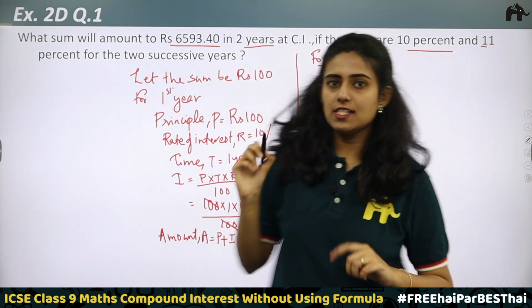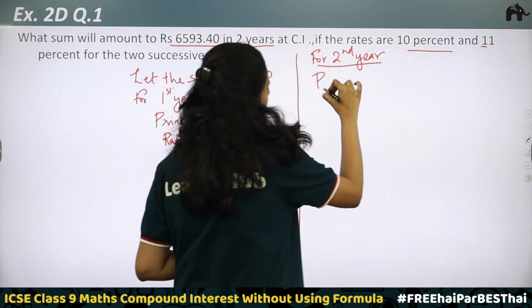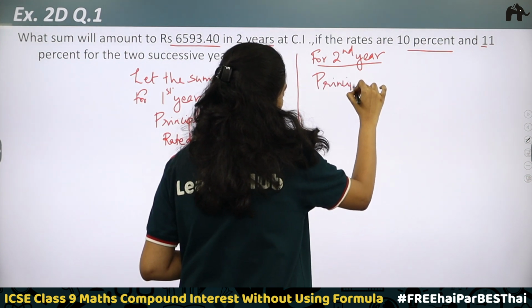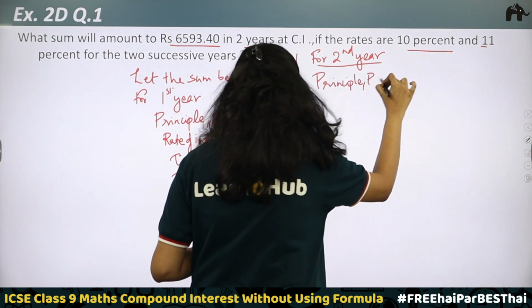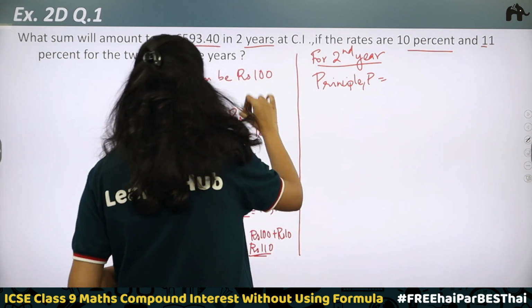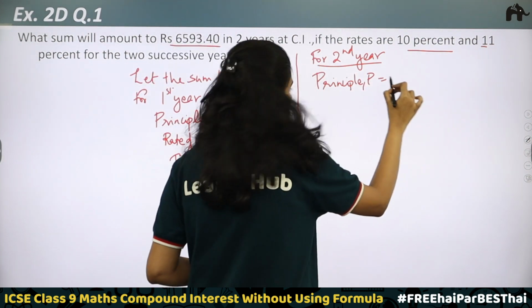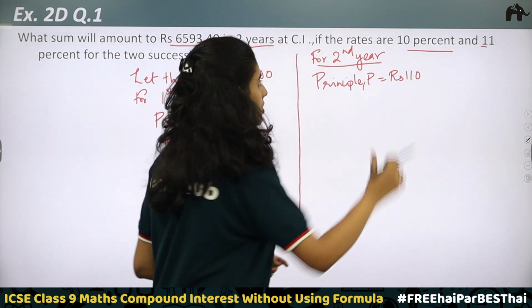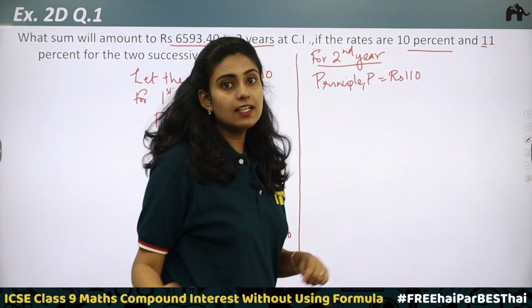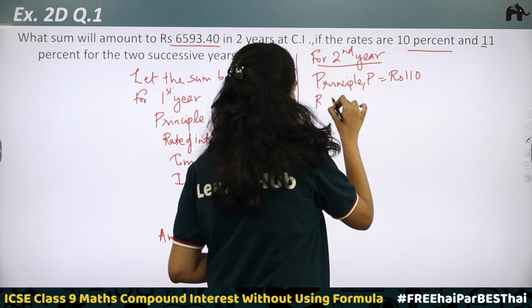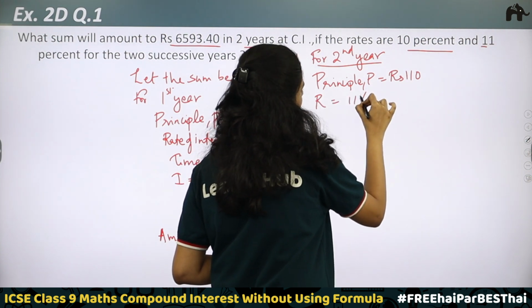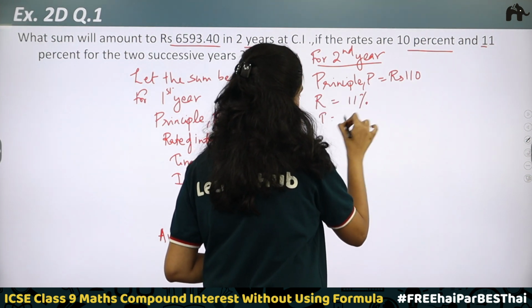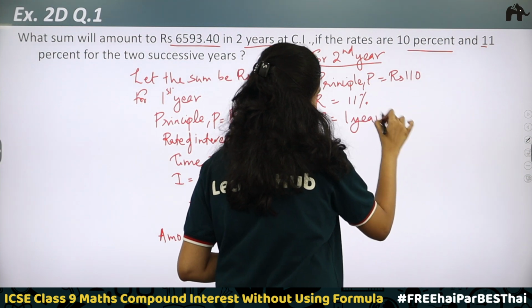what is the principal? Principal P is equal to, here we have the amount, rupees 110. Okay, what is the rate of interest? Now the rate of interest is 11%. Rate of interest R is equal to 11%. Time is again 1 year.